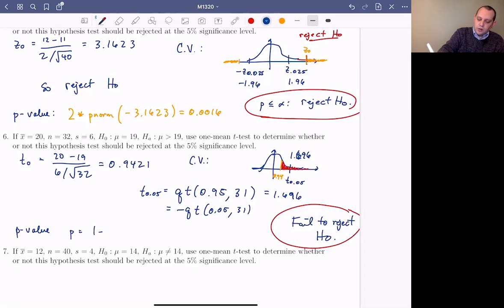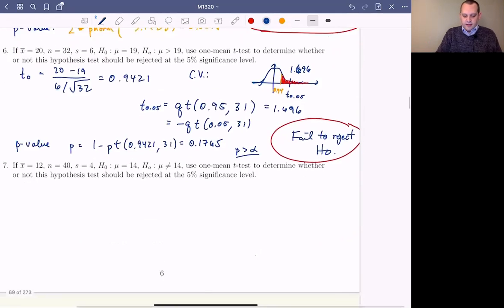So that's going to be 1 minus the cumulative probability up to 0.9421, again with 31 degrees of freedom. And it turns out that our p-value would be about 0.1765. So again, since the p-value is greater than our alpha, we fail to reject. I don't want to say too much more, but our p-value is greater than alpha, so that means that we fail to reject the null hypothesis.